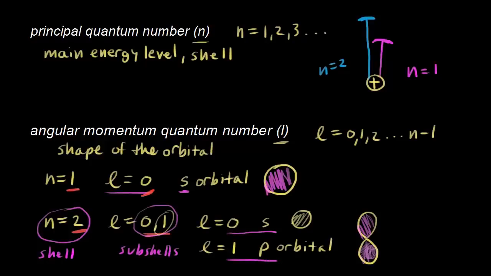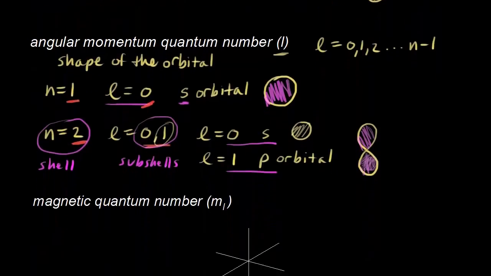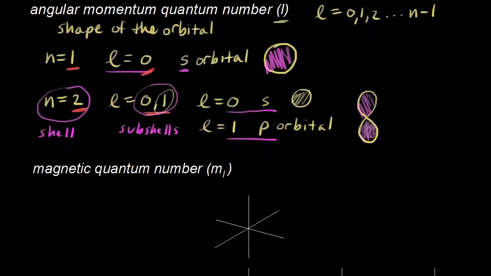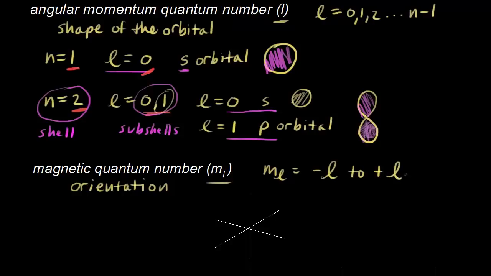Let's look at the next quantum number. So let's get some more space down here. This is the magnetic quantum number, symbolized by m sub L. m sub L indicates the orientation of an orbital around the nucleus, so this tells us the orientation of that orbital. The values for ml depend on L. ml is equal to any integral value that goes from negative L to positive L.